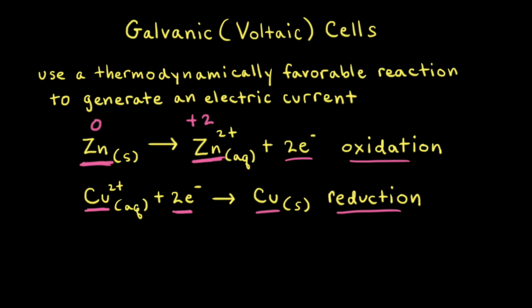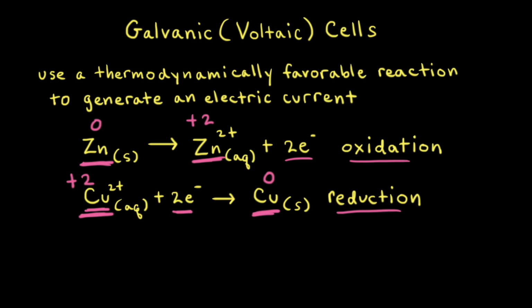The other way to tell that this is the reduction half reaction is to look at the oxidation numbers. So the copper 2 plus cation has an oxidation number of +2, and solid copper has an oxidation number of 0. Since there's a decrease or a reduction in the oxidation number from +2 to 0, this is the reduction half reaction.